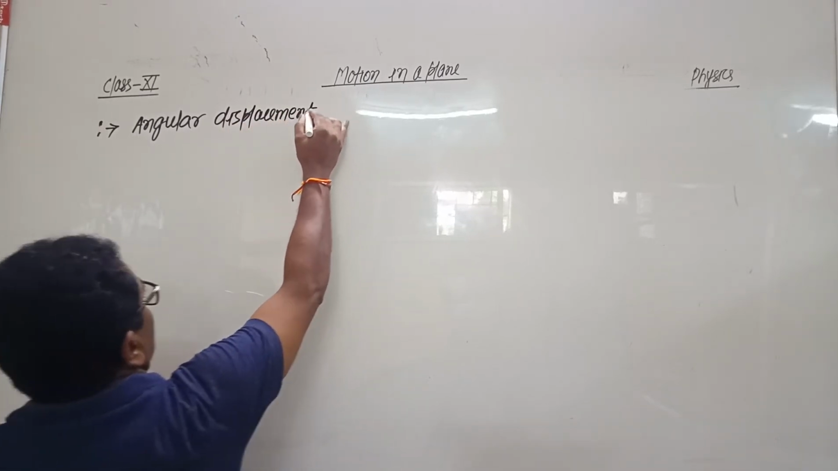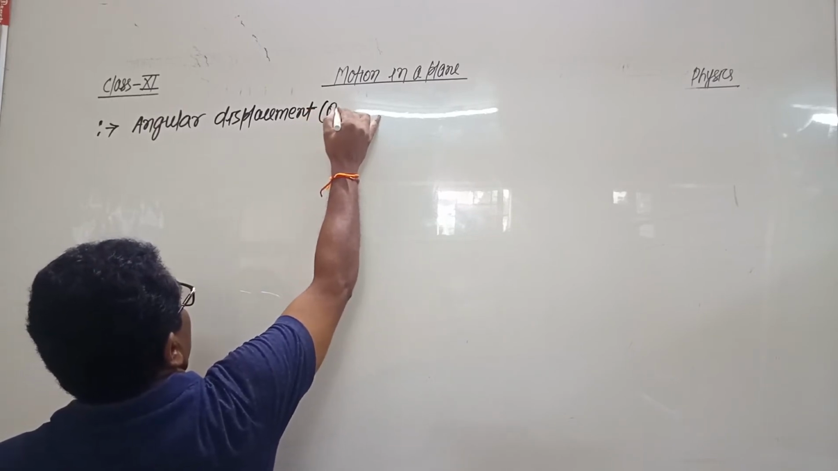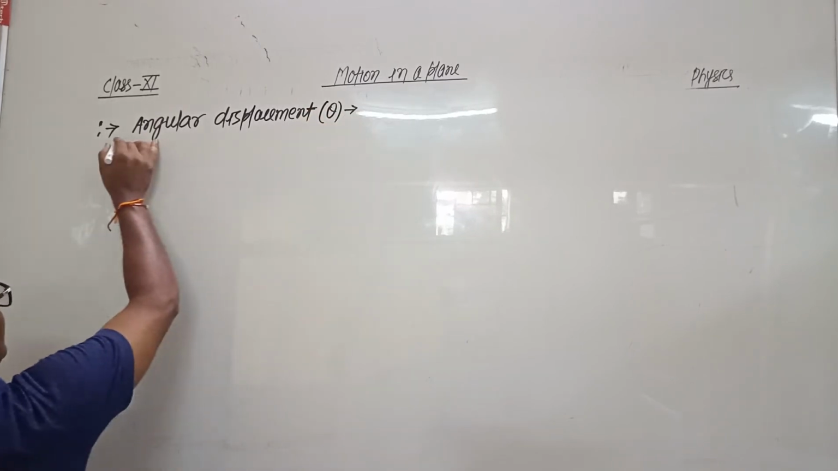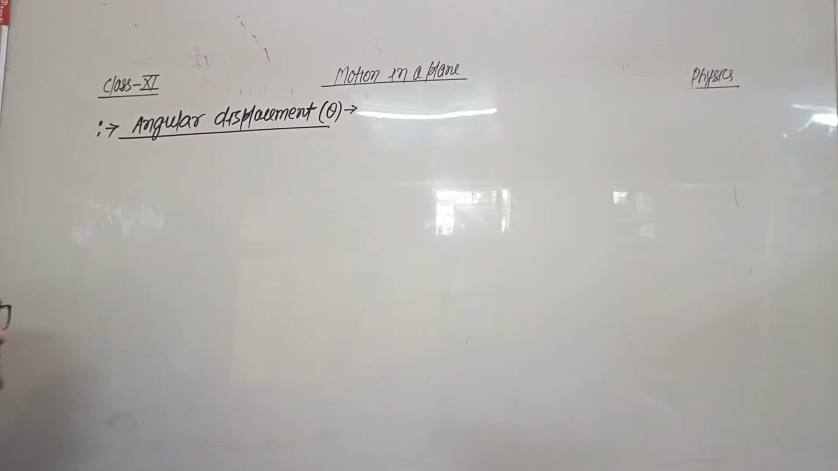Angular displacement is represented by theta. And the definition of angular displacement is the angle swept out by the radius vector in the given time interval.